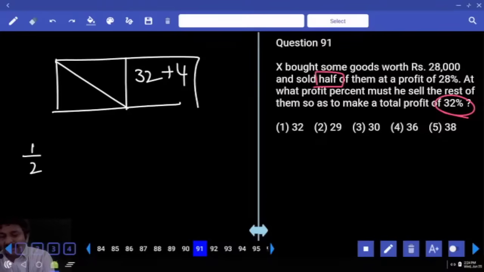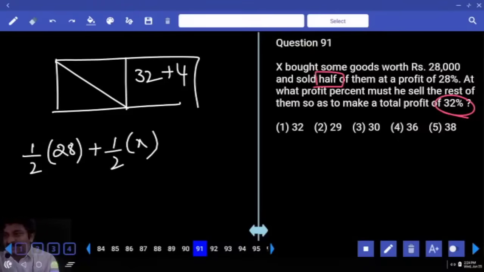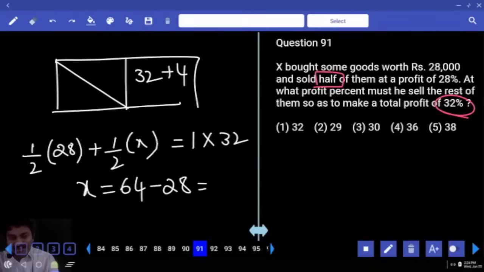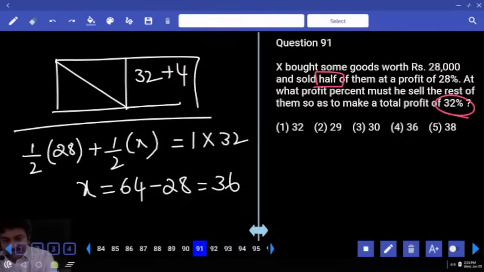Otherwise, already half is sold at 28% profit. Remaining half is there, at X% profit. Total is 1. Overall we are expecting 32. 2 goes to the right hand side, 64. X will be minus 28. Answer 36. This much simplification is required. The same you can do by simple addition: 32 plus 4, that's all.